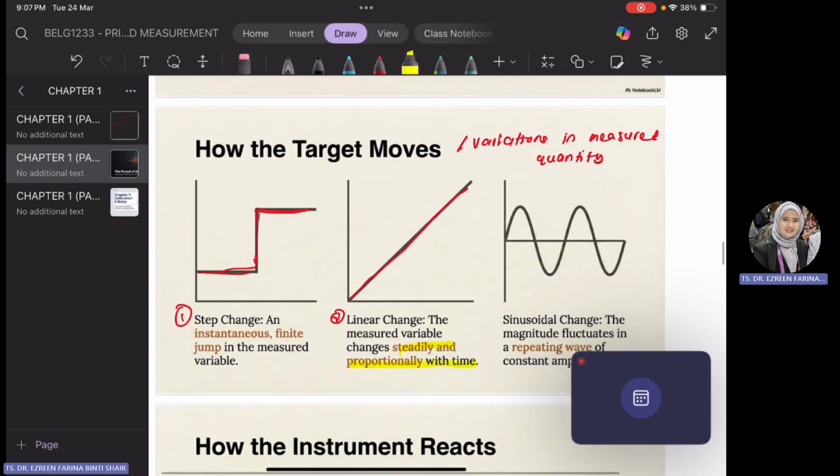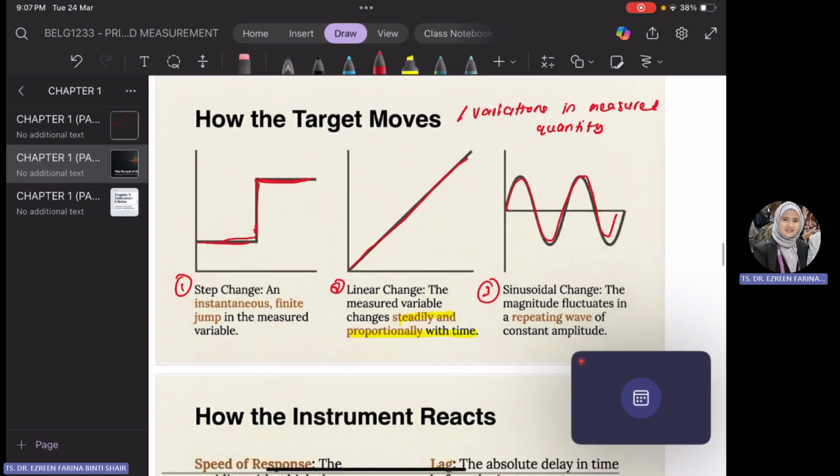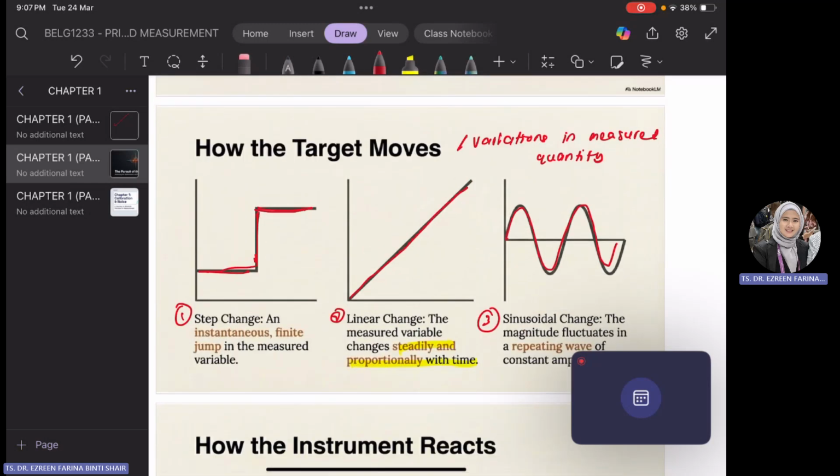And the last one is a sinusoidal change. I'm sure that everyone knows what sinusoidal actually means. The magnitude fluctuates in a repeating wave of constant amplitude.